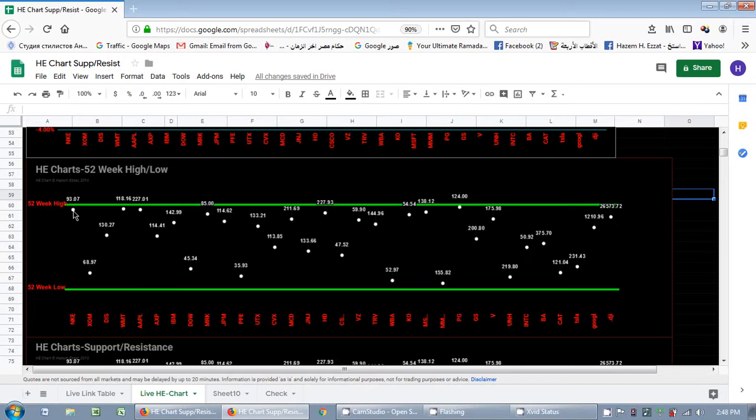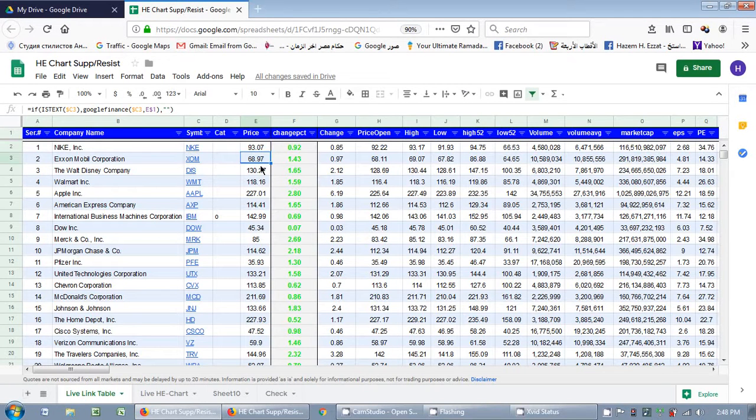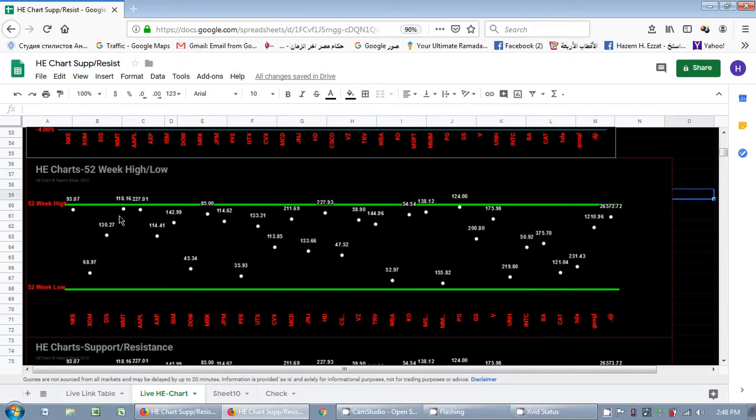in the HE chart, 52-year high and low, without the need of looking at each individual stock and comparing them by eye to their respective 52-year high and low. You have it ready here through the HE chart, 52-year high and low. So basically, at a glance, you will know if the market is trading closer to its 52-year high or low.